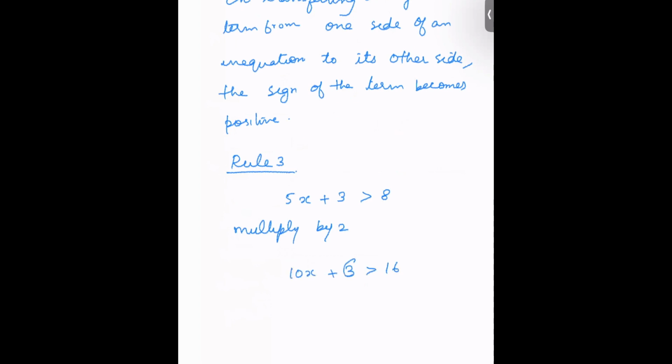10x plus 6 is greater than 16. So each term I am multiplying by 2. First term 5x into 2 is 10x, 3 into 2 is 6, 8 into 2 is 16. So if I am multiplying an inequation with a positive number, no change is happening. You are just writing it as it is after multiplication. The inequation sign is not changing.